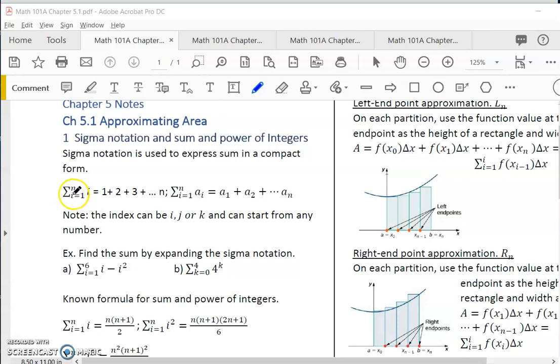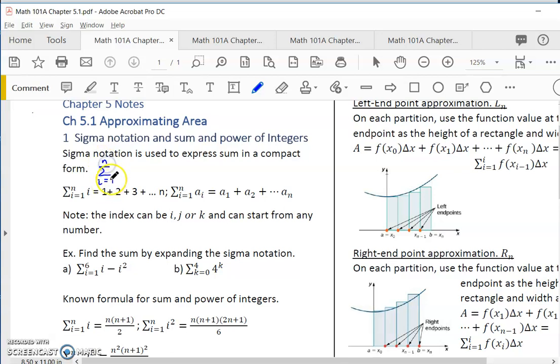Sigma notation is a short form to represent a sum in a compact form. If I want to write 1 plus 2 plus 3 up to a number n, I don't know what n is, but every time I add one number, I can write it as sigma i equals 1 to n. When I type it in Word, the i equals 1 and n are placed behind sigma, but when I write it, it should be sigma with the i equals 1 below it and n above.